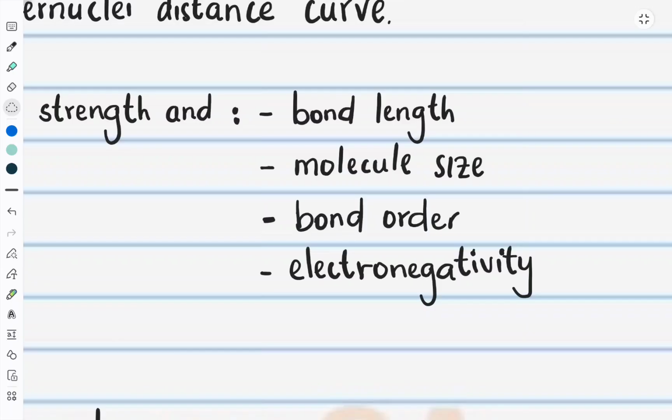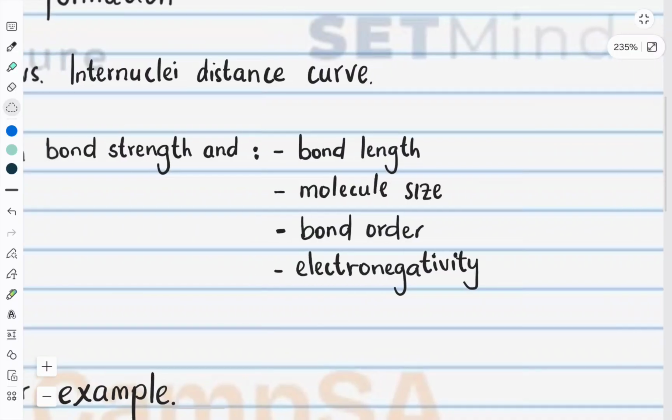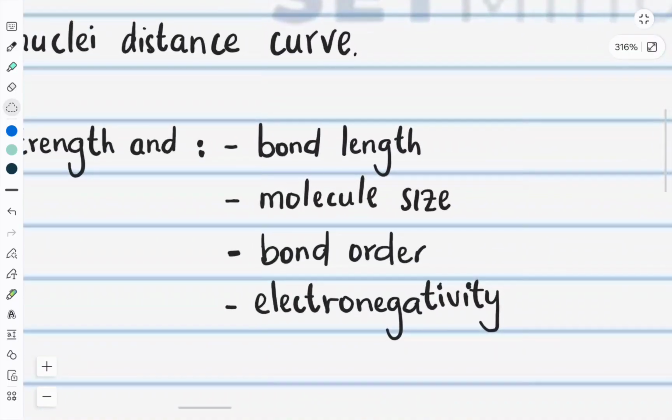But these things, you don't look at them in isolation. They are not individual contributing factors to the bond strength. They are interchangeably in a relationship with one another. For instance, because of the size of a molecule, the bond length will be longer, right? And because the bond length is longer, you'll find that the bond strength is a bit weaker, right?